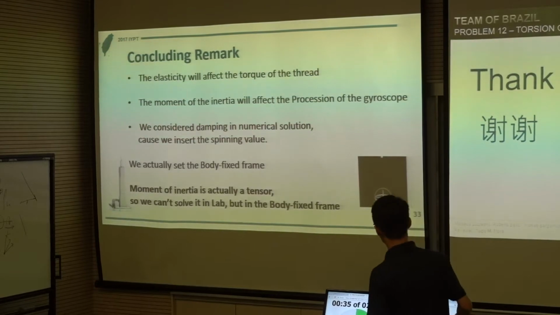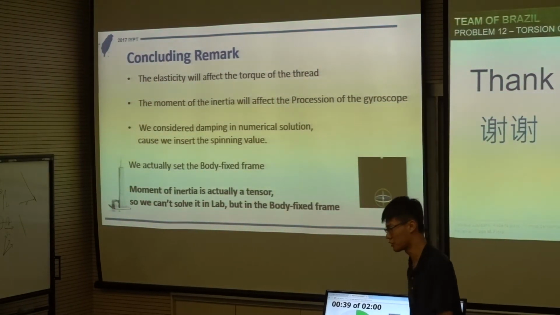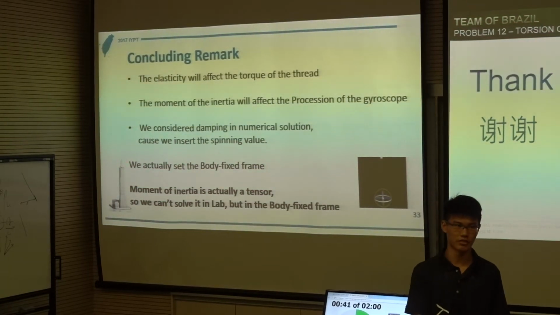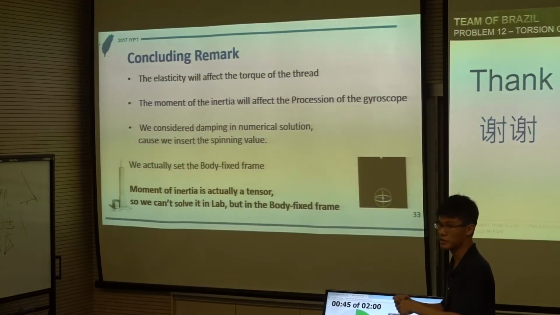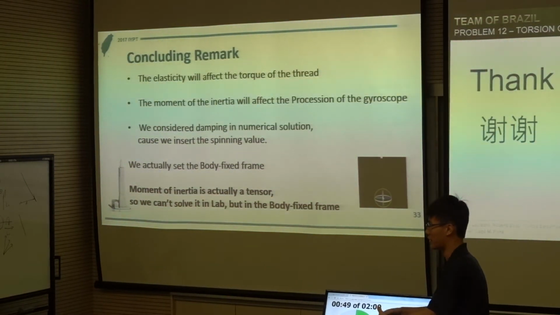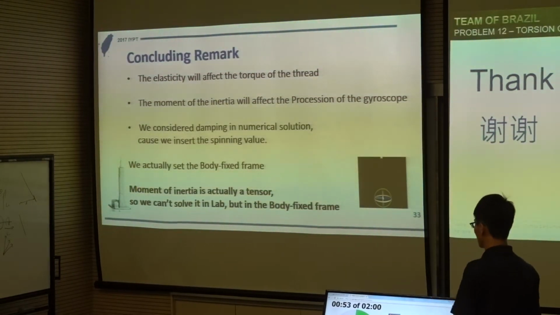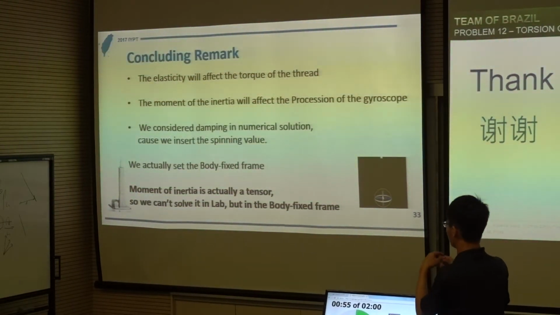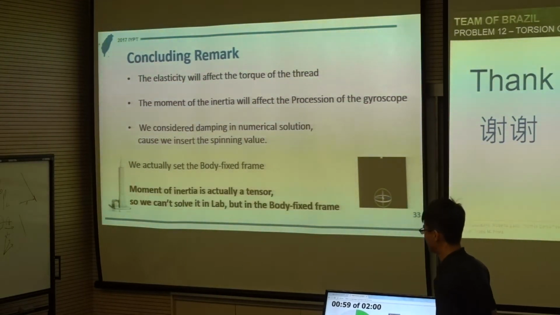And about the reviewer, who mainly talks about us not considering damping in our numerical solution: during our numerical solution, we actually record the real spinning of the gyroscope. So if there is damping, we will record the damping. So we put it in the numerical solution, which means the reporter does consider the damping in the numerical solution, which I think the reviewer misunderstood.